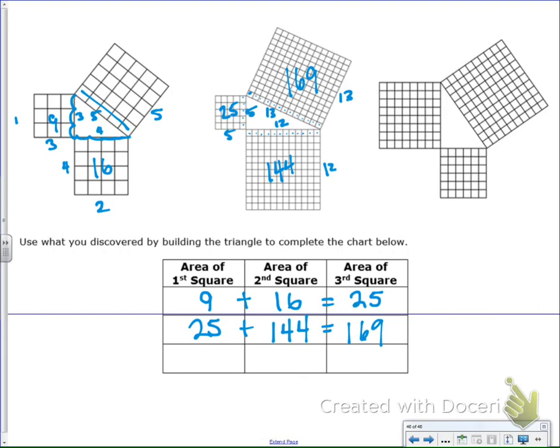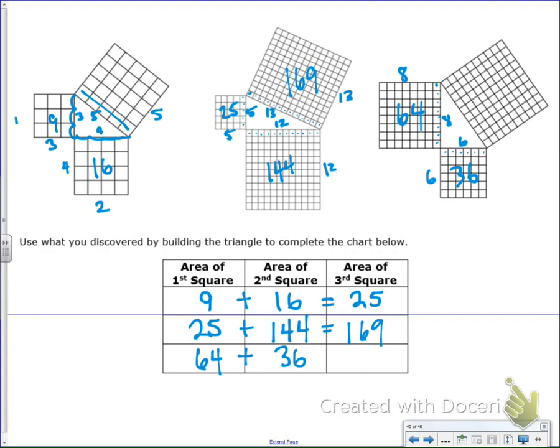So I have a side length of 1, 2, 3, 4, 5, 6 on the bottom. So a 6 by 6. 1, 2, 3, 4, 5, 6, 7, 8 on the side for an 8 by 8. So let's find those areas. I'd have an area of 36 on the bottom and 64 on the top. So using that formula, let's see if I can figure out what my area is going to be before I even do anything.